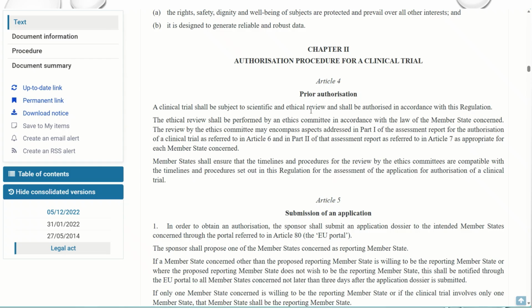And this is what Article 4 relates to. It relates to the scientific and the ethical review part, which requires prior authorization. So Article 4 says a clinical trial shall be subject to scientific and ethical review and shall be authorized in accordance with this regulation.